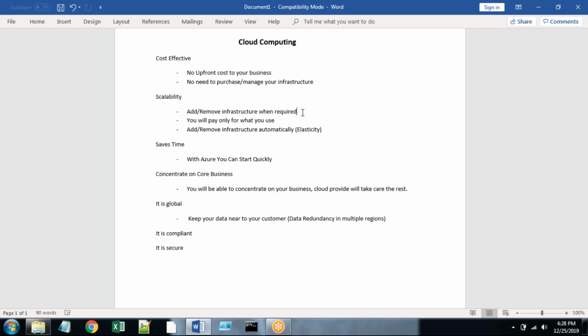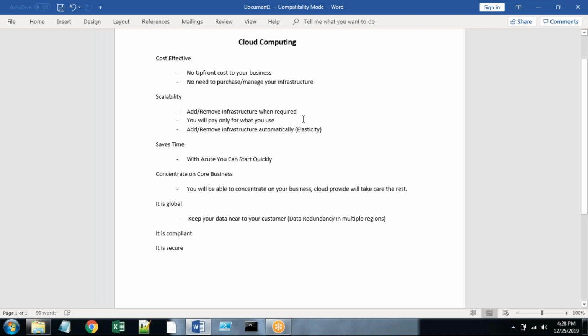So once the promotion is completed, you will just scale down that infrastructure, so that you are not going to pay for that extra infrastructure anymore. Okay, so this is like plug in and plug out. Whenever required, you add it. When you don't need, you just remove. Okay, it is very easy when you use cloud computing.